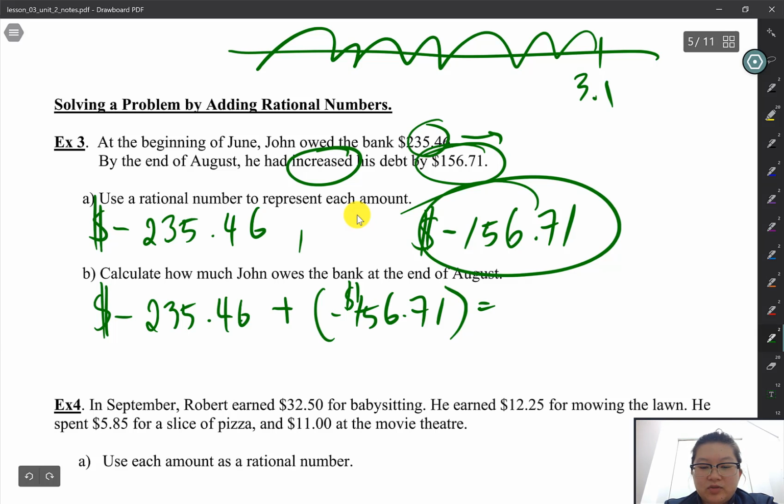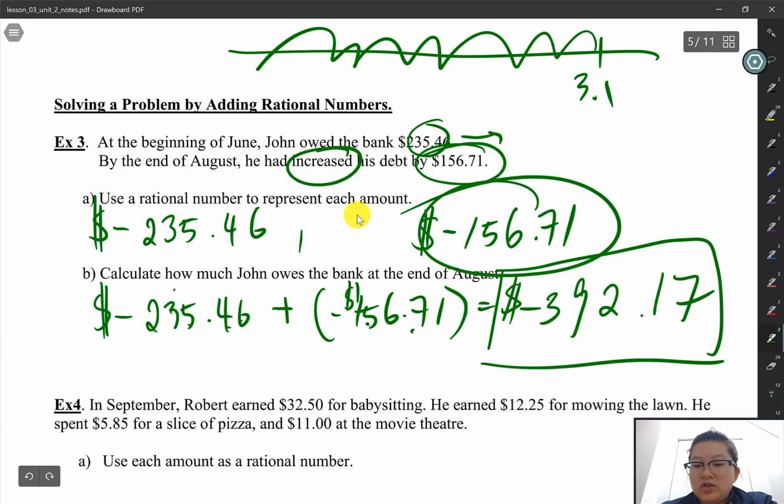So we do 6 plus 1, which gives us 7. 4 plus 7 gives us 11, carry 1 over. 6 plus 6 is 12, and carry another 1 over. 1 plus 3 is 4. 4 plus 5 is 9. And 2 plus 1 is 3. John is going to owe a total of $392.17.